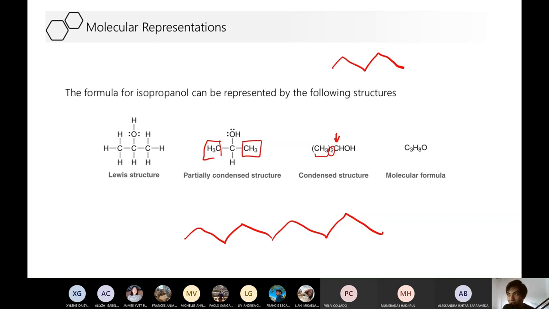Kaya kailangan, familiar na kayo with Lewis structures, kasi itong mga ibang to, mga variations lang yan ng Lewis structure. So yan.